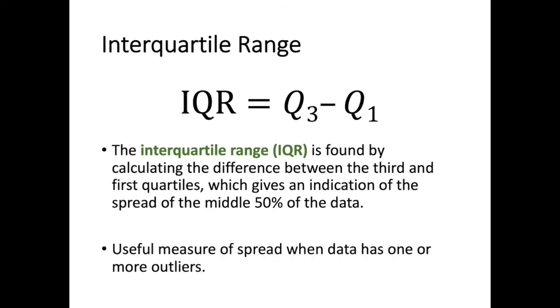Is it all close together or is it spread out? Interquartile range will be a useful measure if there are one or more outliers, because it excludes the top 50% and the bottom 50% of the data. So it's only looking at the middle 50%, so any outliers that are present are excluded from this calculation. If you do have an outlier in your data set, interquartile range is the better measure to determine how far spread the data is.